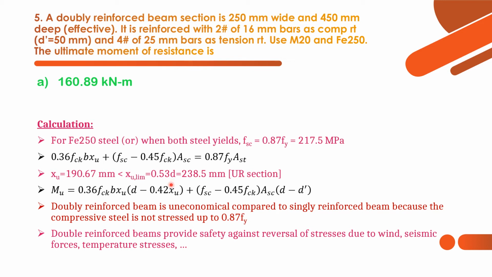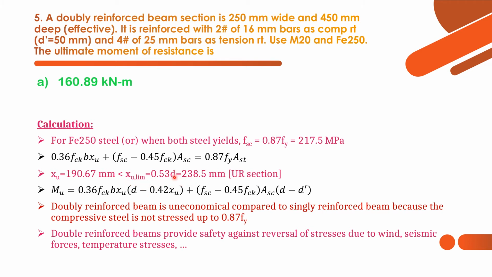It should not be over reinforced. If at all it is over reinforced, then failure will happen in a tragic way. So that's why an under reinforced section is always used. Here XU limit is 0.53D. How? Because we are using Fe250 steel grade, we have to use XU limit equal to 0.53D.